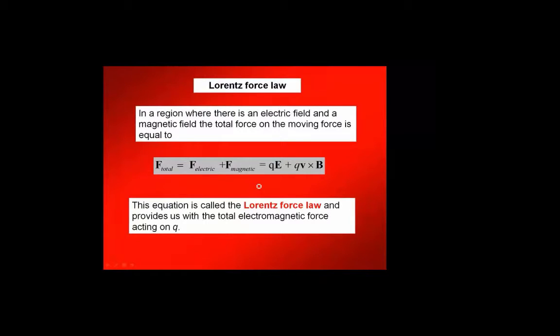If we add electric fields, then the combination gives us the Lorentz force. In a region where there is an electric field and a magnetic field together, the total force on the moving particle is F total equals F electric plus F magnetic. We've already shown that the electric force is equal to q times E, and here's the magnetic force which we've defined earlier. Taking this combination, this is called the Lorentz Force Law, and it provides us with a connection between the total electromagnetic force acting on the charge q.